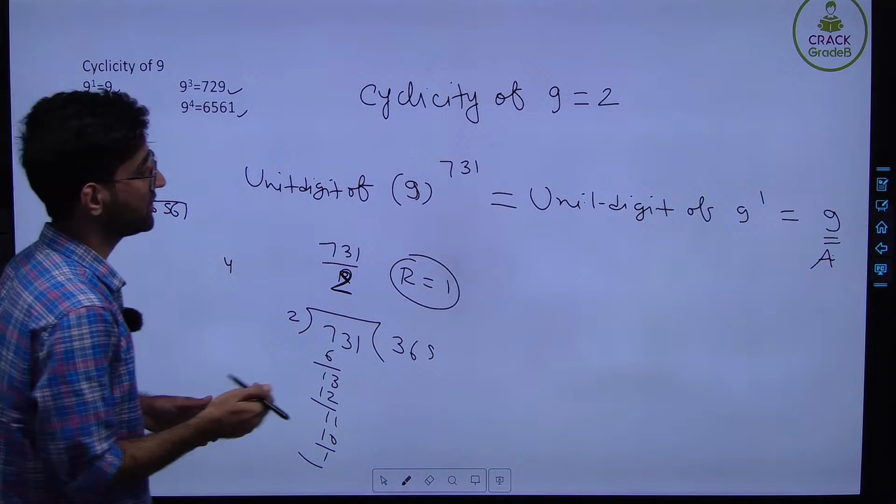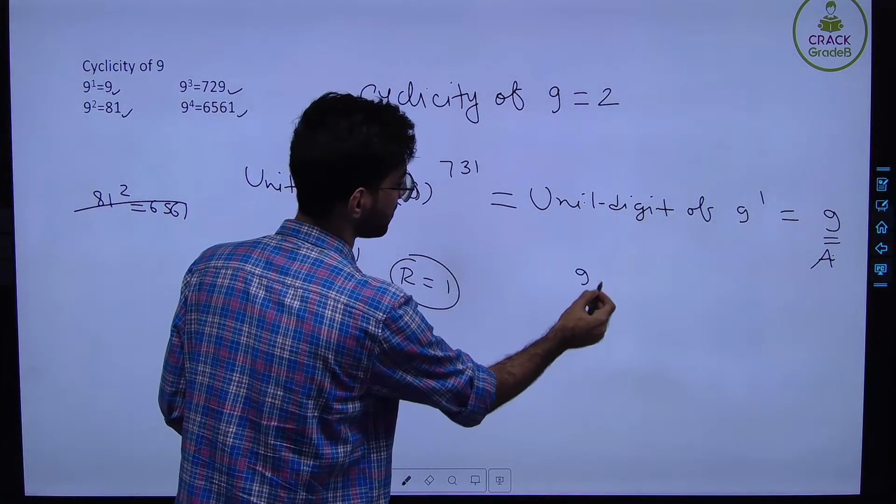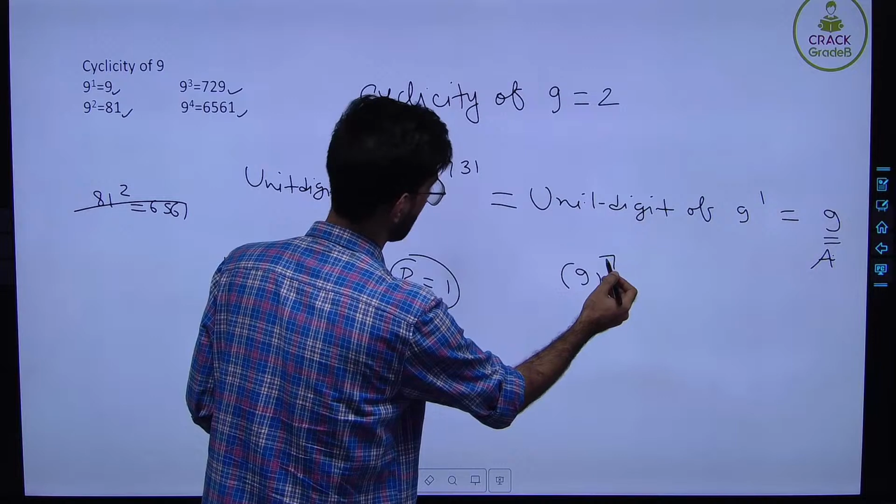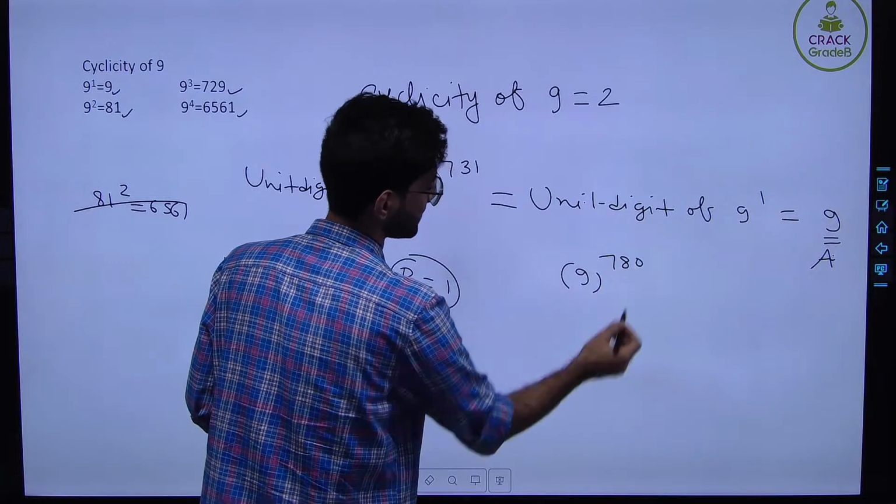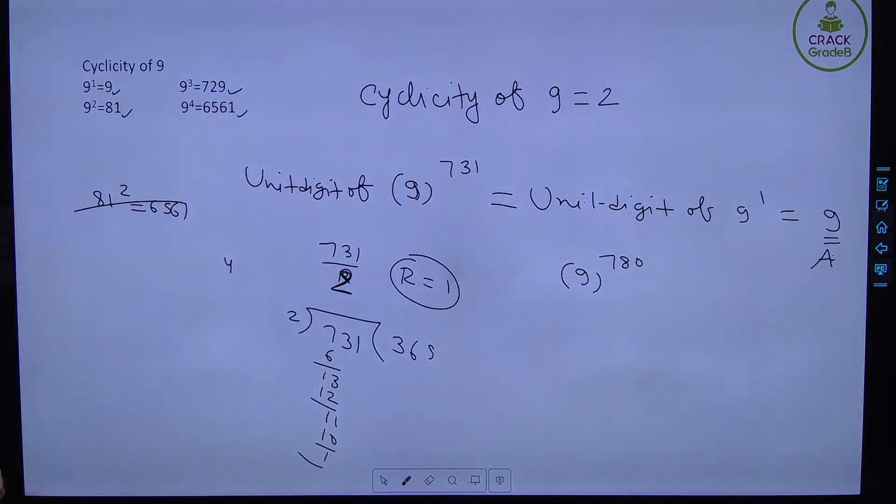Now try to answer what is the unit digit of 9 to the power 780. Okay, 1. Okay.